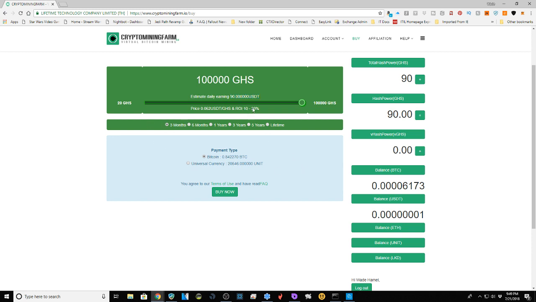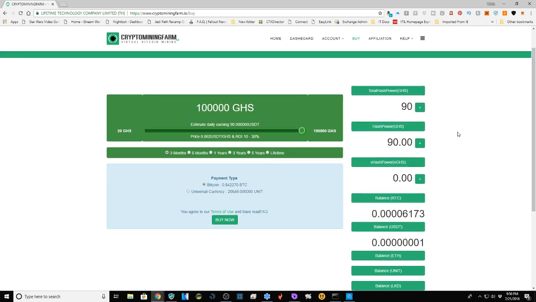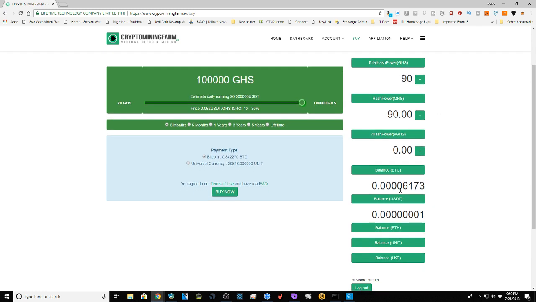So interesting. And as you can see, with my 90 gigahash, I have not amassed a vast fortune, but honestly I don't expect to, because that is not that much hash rate. My GPU pulls more than that, I think. So actually it doesn't. That is still pretty significant.